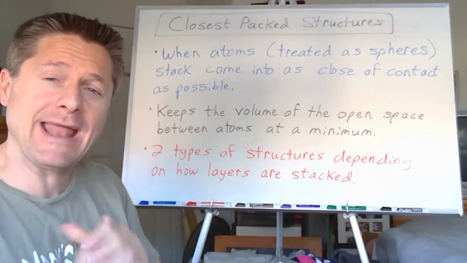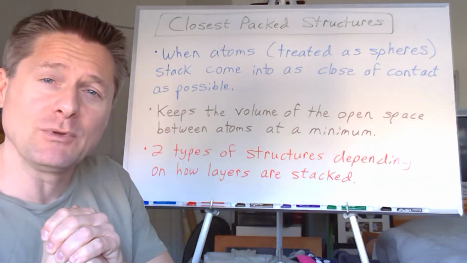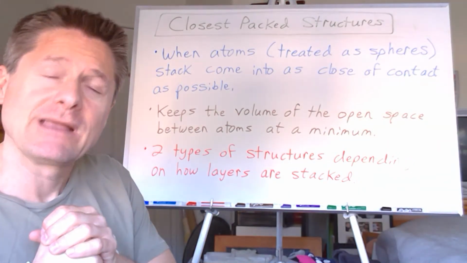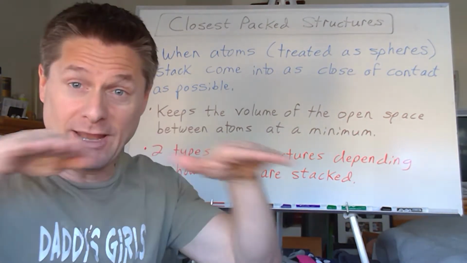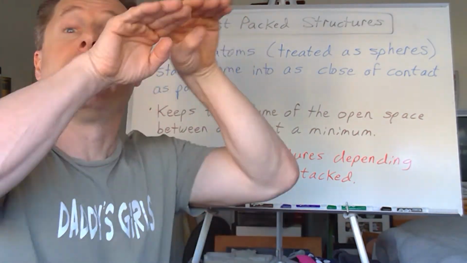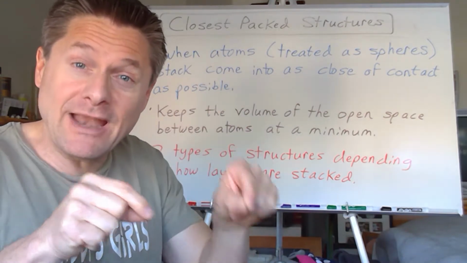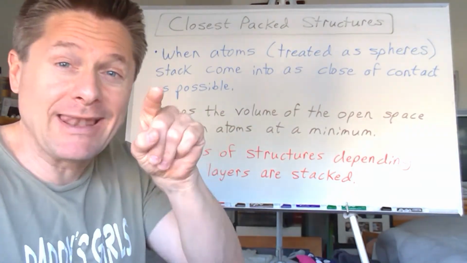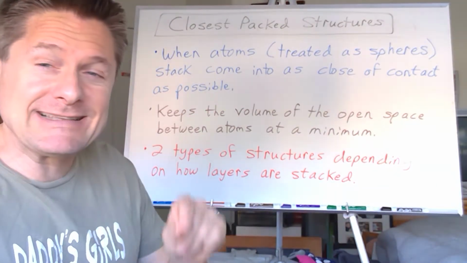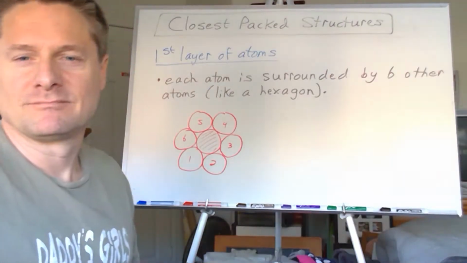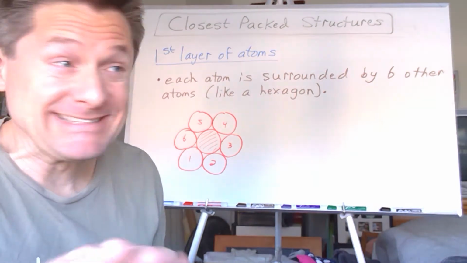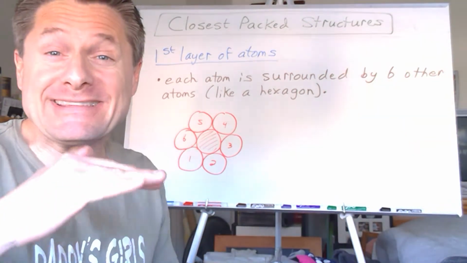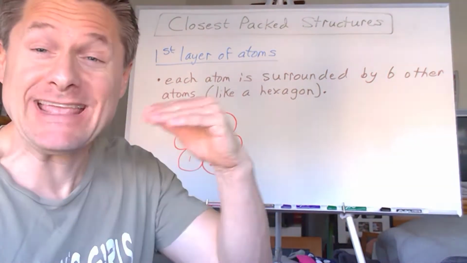So let's take a look at how these two possible structures come into play based on how we stack layers of atoms. So we're going to do a layer of atoms, then a second layer of atoms, then a third layer of atoms, and place them in there and pack them in as tightly as we can. Get your geometry hats on again. Let's take a look at how these babies stack. The first layer is by far the easiest. It gets exponentially harder to see when you keep adding layers to it.